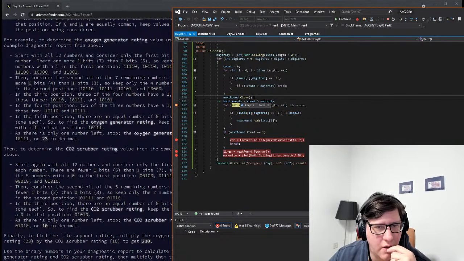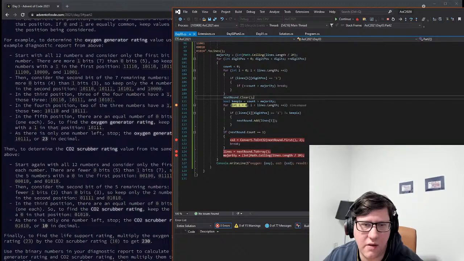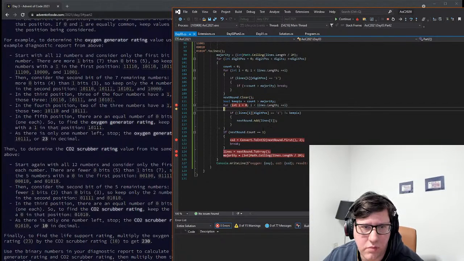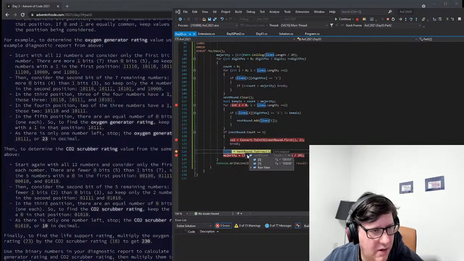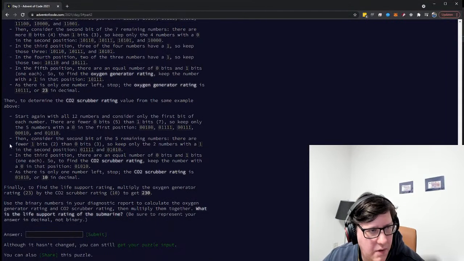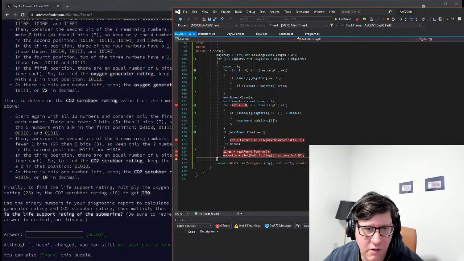So keep ones is false. So actually this should keep the ones then. So now we should end up with 2, right? Let's see, next round. Should have the 2 with the 1. Okay, so that is still correct. So keep the 2 with the 1. Okay. So that is correct.